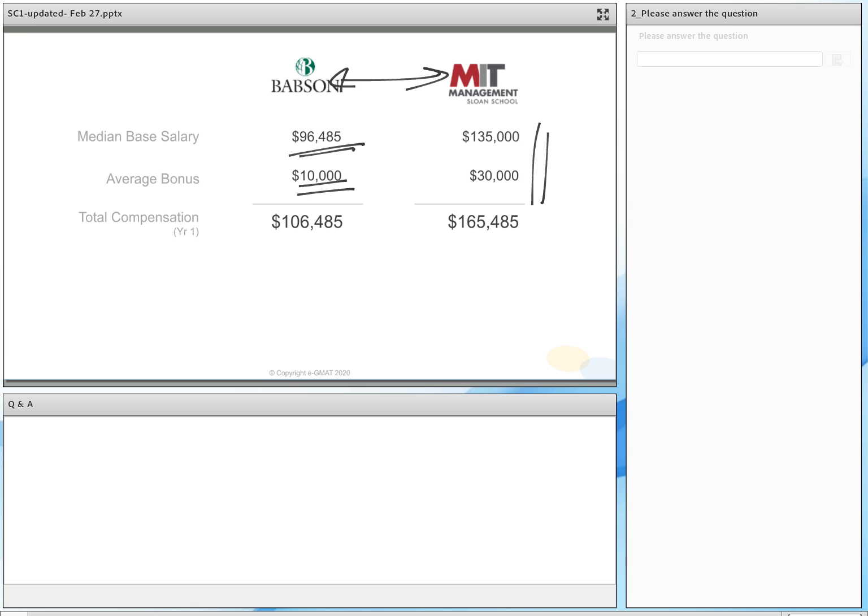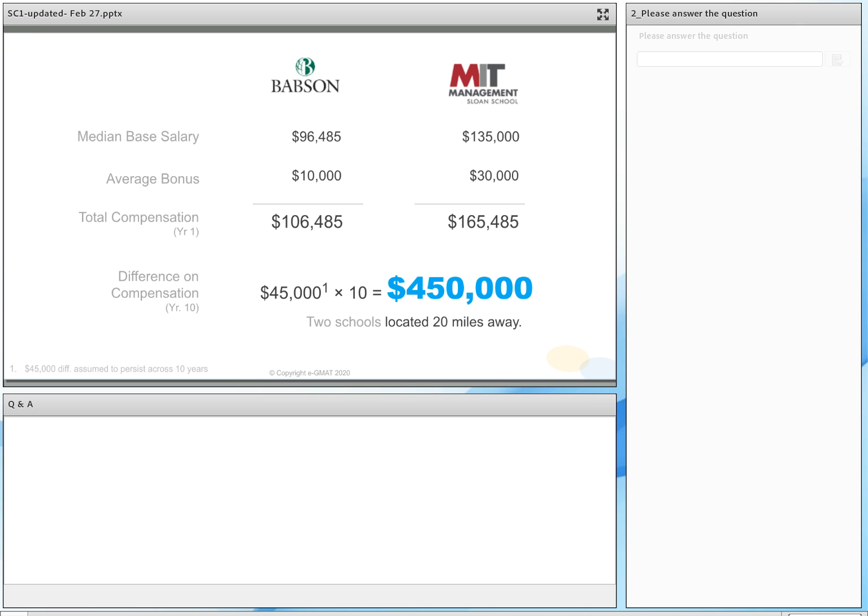In fact, they get about 40K or so in sign-on equity, which is not included over here. But even if you consider the delta to be 45K, why? Because you're not going to get this bonus every year. You're not going to change your job every year, and you multiply it over a 10-year period. The delta between these 2 schools is about $500,000 or so, 450K.